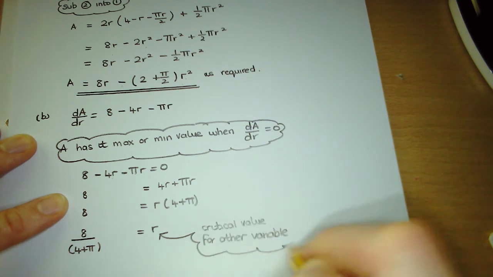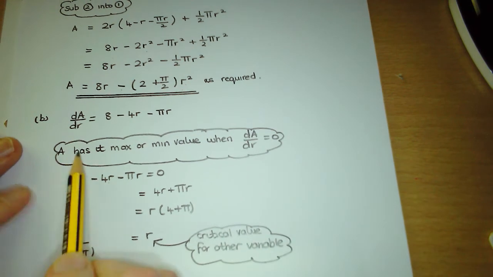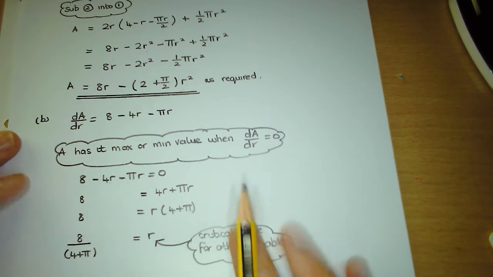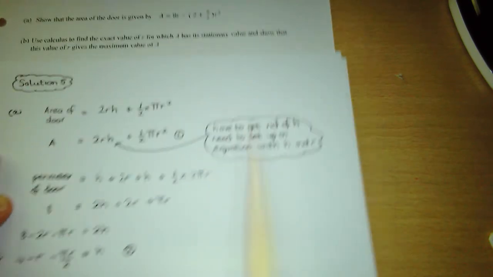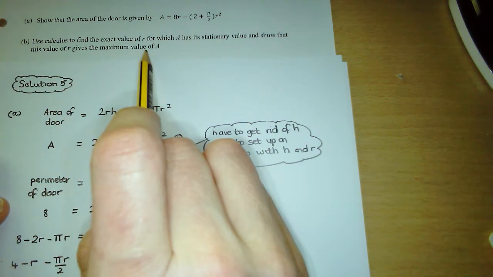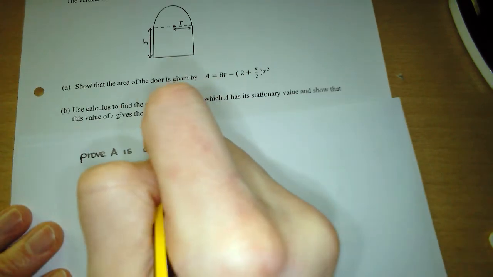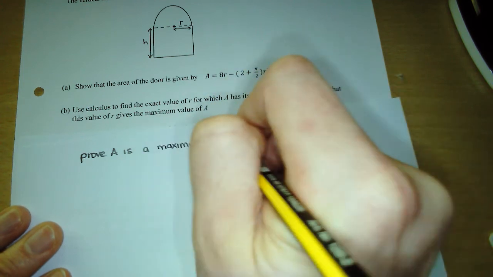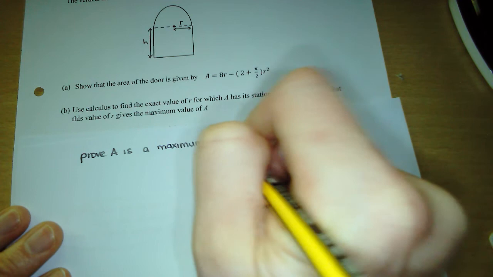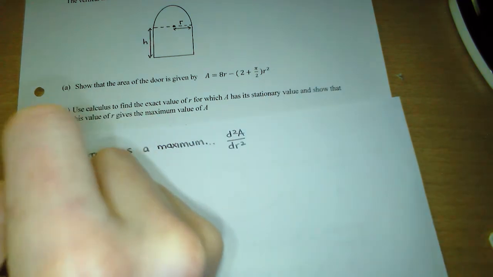Now, what we're going to do is then prove whether A is a max or a min. So we're going to sub the critical value into the equation for A. So if we go back to part B, show that the value of r gives a maximum value of A. So we're going to prove that A is a maximum. So we need d2a by dr squared. We need the second derivative.